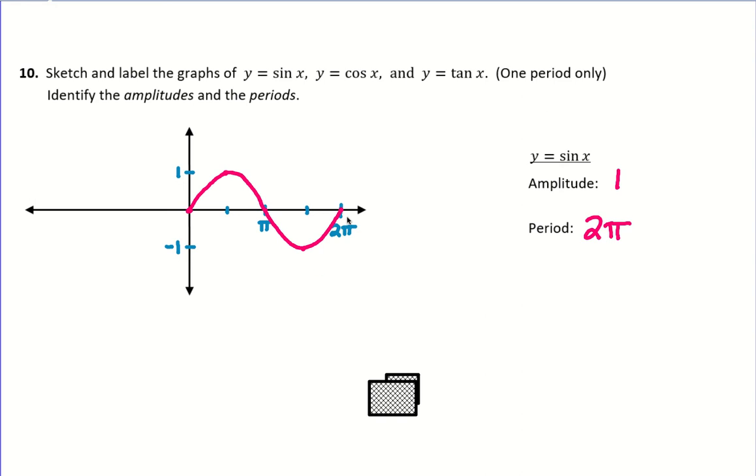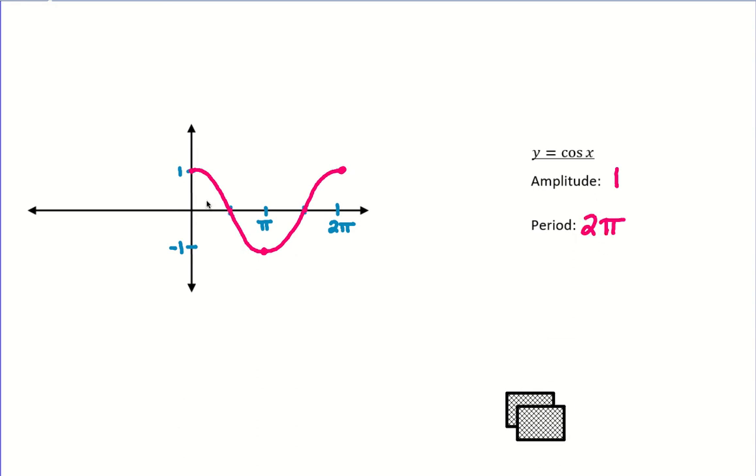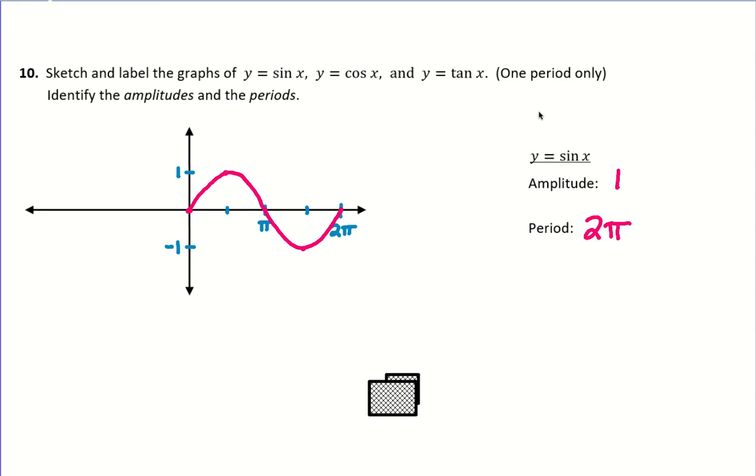And how the sine of x looks, like so. Cosine looks like so. You should be aware of this for more than just these problems. And the amplitude you should know for cosine is 1, and the period is 2 pi. And for tangent, it changes a little bit. I want you to know that there are vertical asymptotes right here at pi over 2 and right here at negative pi over 2, because all I want to do is draw one period, right? Kind of like cosine and sine. All I want to do is draw one period only.